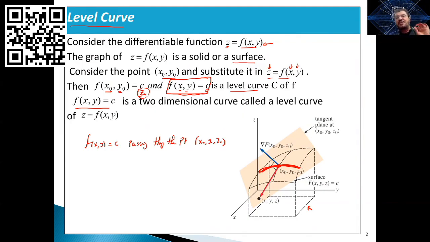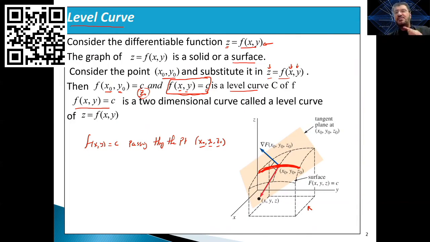So this curve was created by plugging x naught, y naught into z equals f of x, y. We get a c, and this c is actually z naught. That means after graphing the curve, you have to know that the point x naught, y naught, z naught must be on that curve. So this is what we call the level curve. The level curve is a two-dimensional curve that we got from a three-dimensional surface. How do we get it? Just take any point in the xy plane, x naught, y naught, plug it into z equals f of x, y. This is going to result in a curve. This curve is exactly the red curve that you see on the surface.